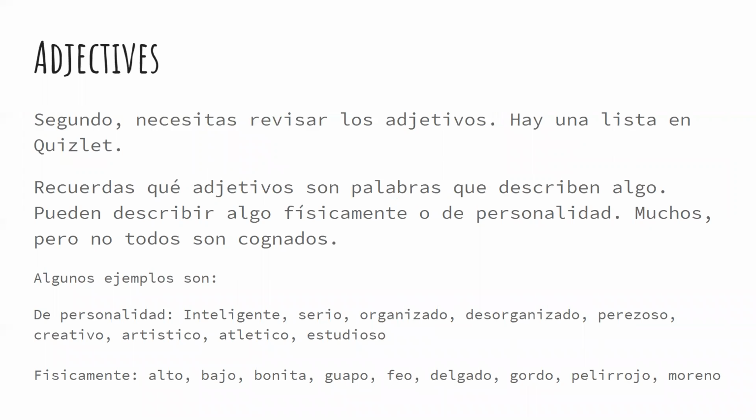All right. Segundo, necesitas revisar los adjetivos. Hay una lista en Quizlet. So second, we need to review adjectives. Remember, there is a list on Quizlet. Recuerdas que adjetivos son palabras que describen algo. So adjectives are describing words. In English, that would be things like tall, short, pretty, ugly, fat, skinny, things like that. Or of personality as well. So like smart, serious, organized, disorganized, things like that.